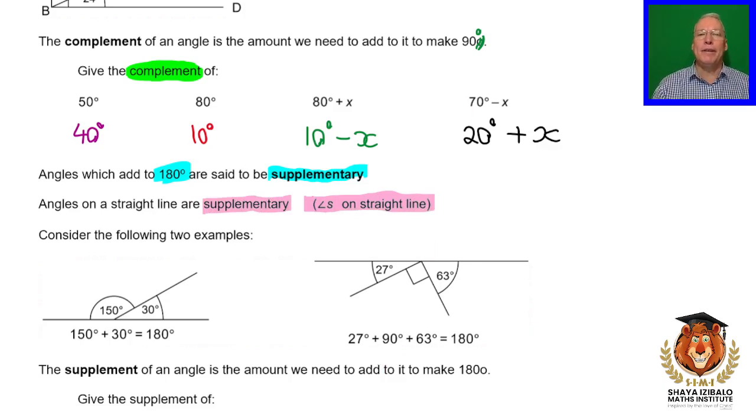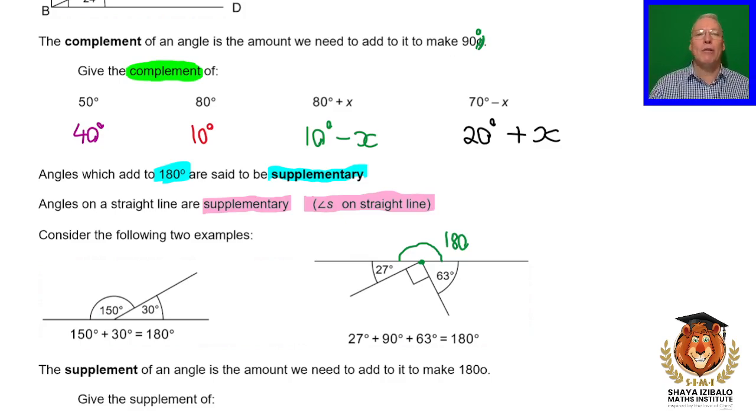And that makes perfect sense with what we learned earlier, because remember, we know that angles around a point add to 360 degrees. So if this is a straight line, which is 180 degrees, then these three must also add to 180 degrees. And we can check that. 27 plus 90 plus 63 comes to 180 degrees. 150 and 130, those angles are supplementary. They add to 180 degrees.